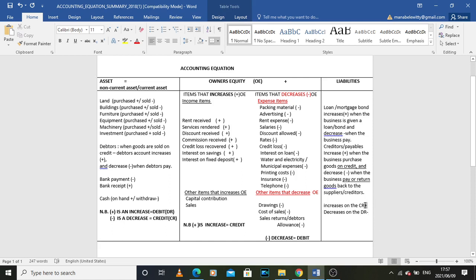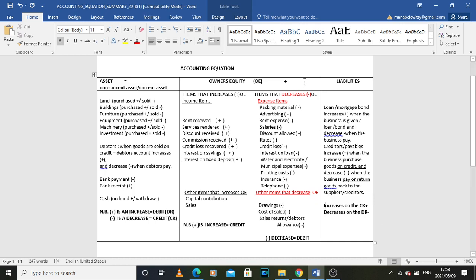So your liabilities increase on the credit side and decrease on the debit side. So it's vice versa of what? Of the assets. Assets increase on the debit side and decrease on the credit side. So it differs from your asset account.